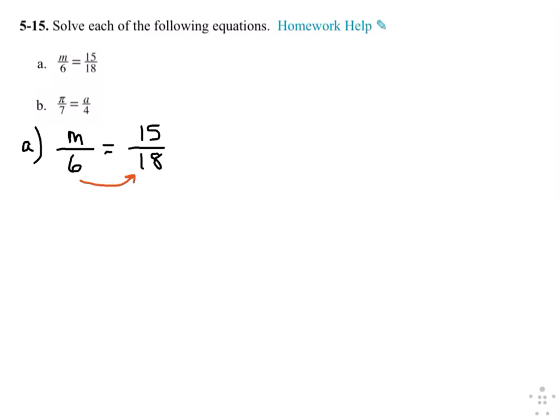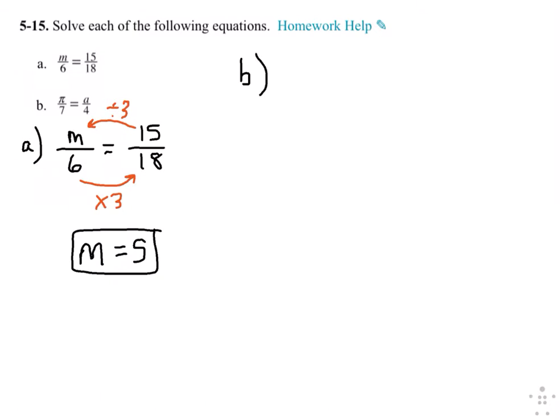They're multiplying the denominator by 3, right? So that means to go this way, I'd need to divide by 3. So m comes out to be 5, right? m equals 5. I think that's easier for these problems, but again, if you want to cross multiply, you can.